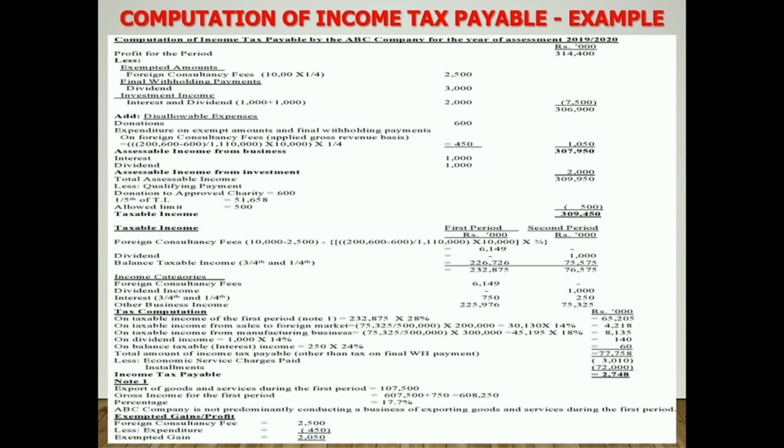As it says, accounting profit for the period is rupees 314,400,000. From that amount, we have to remove the exempted amounts. As I explained earlier, 1/4 of the foreign consultancy fee is exempted. Therefore, out of this rupees 1 million, we can remove 1/4 as the exempted amount.